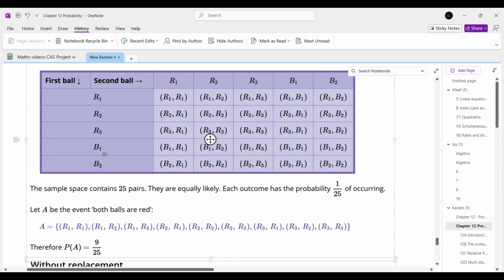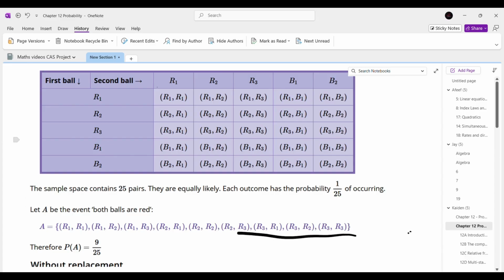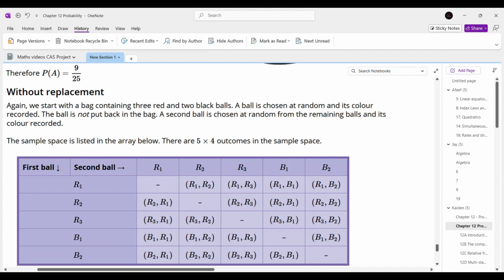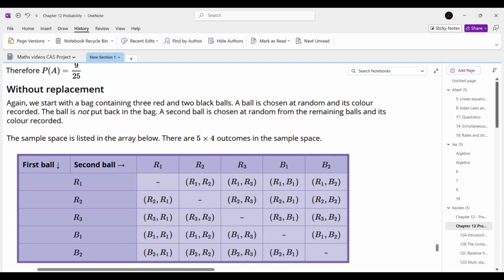We have all of the different possible outcomes where both of the balls are red, and therefore the probability of A here is just equal to 9 over 25. However, when we take the ball out and then don't put it back in the bag, we don't allow repeat events or repeats to happen. So if red 1 is drawn within the first ball, it can't be drawn again in the second ball. So therefore, this is called doing it without replacement.